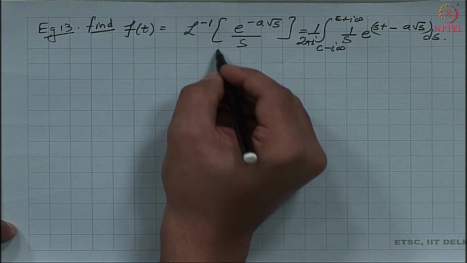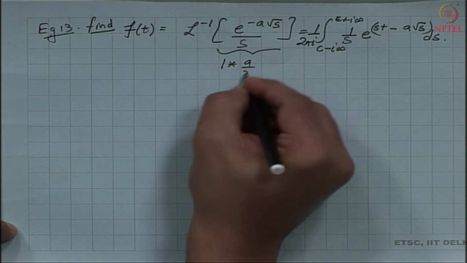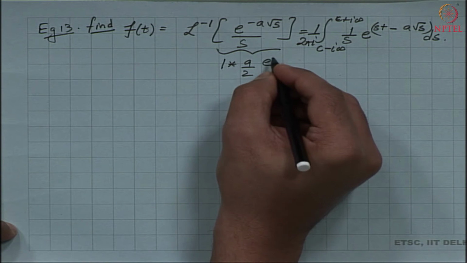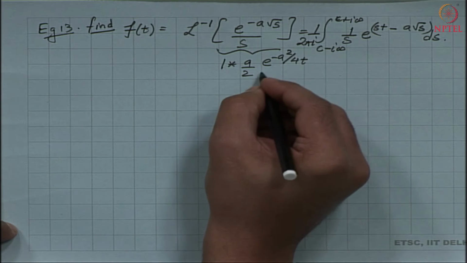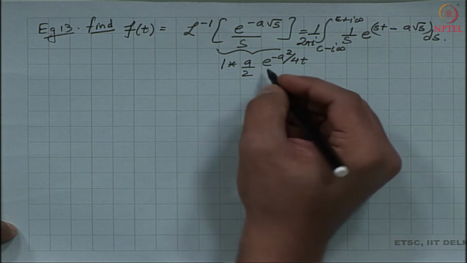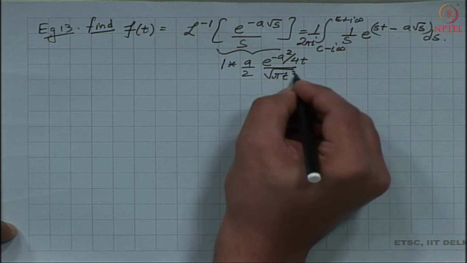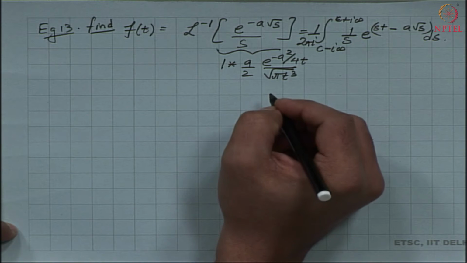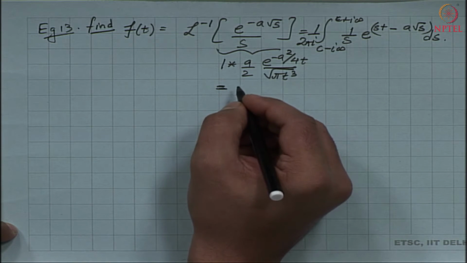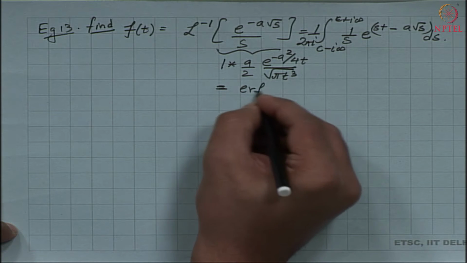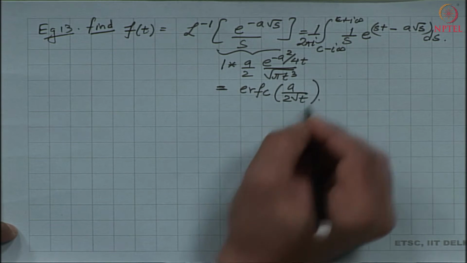Notice that this function is nothing but the convolution of these two functions. This was already done in my first example in today's lecture, that this is equal to the convolution of 1 with this function, 1 by square root of pi t cube, and I have found out that this convolution is equal to the error function complement of a by 2 square root t. Okay.